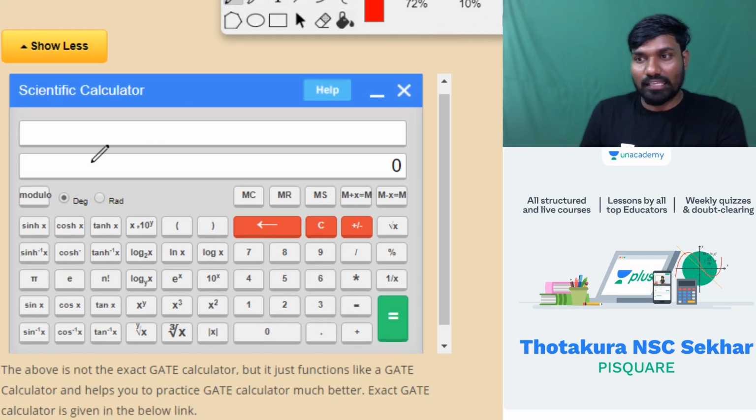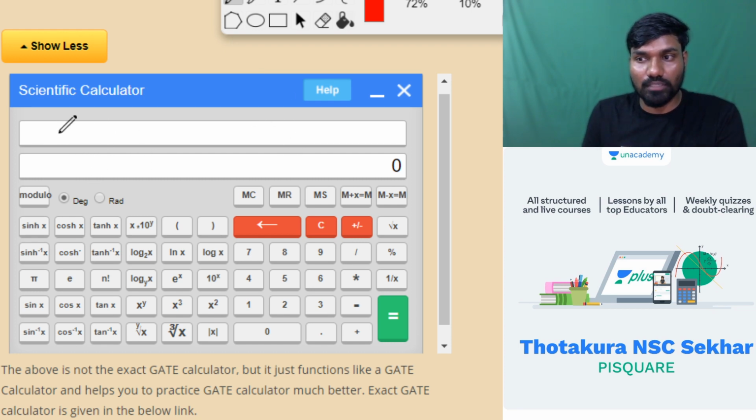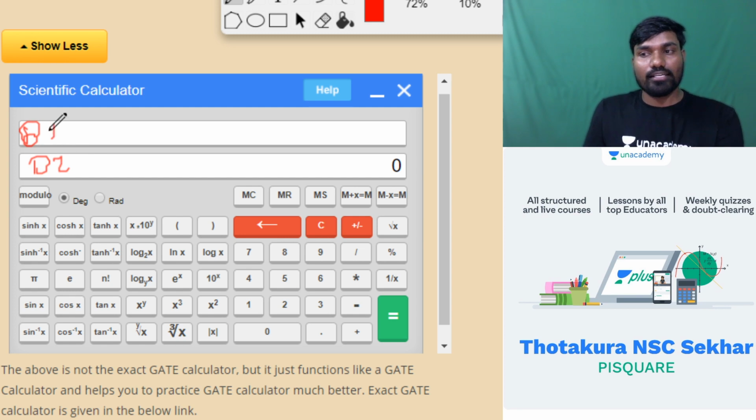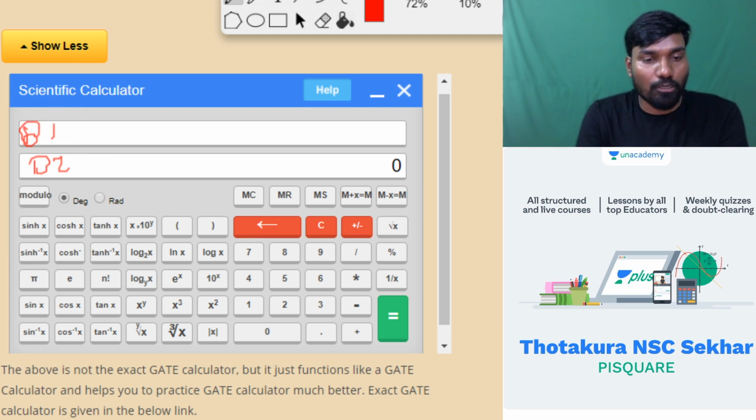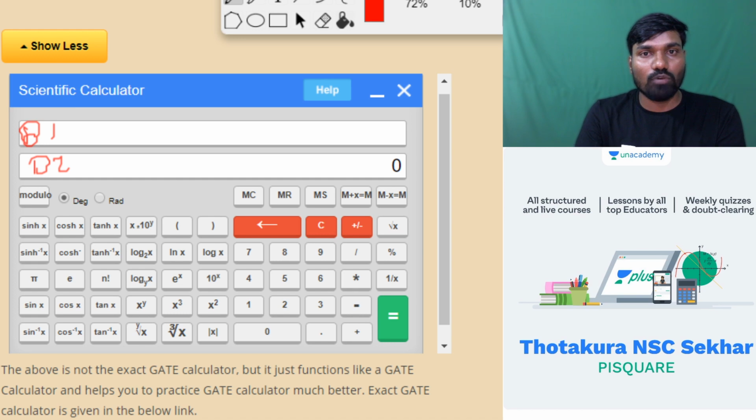Now, the GATE virtual calculator has two displays. This is display 1 and this is display 2. Display 1 has a different purpose and display 2 has a different purpose. Display 1, which you'll see on the upper side, will hold only the equation, whatever equation you want to enter. So display 1 does only one function: it holds the equation.